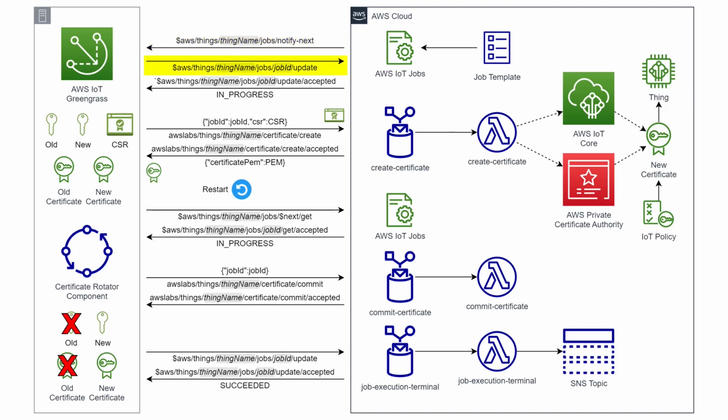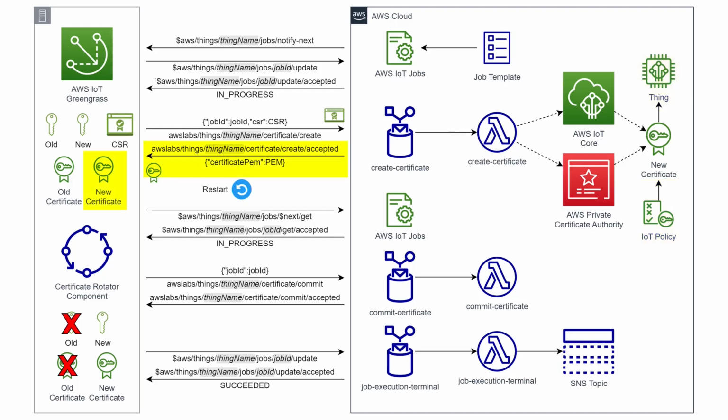The component updates the job execution status to in progress. The cloud then notifies the component that the job execution update is accepted. The Certificate Rotator component generates a new private key and creates a certificate signing request from it. The component sends the CSR to the cloud backend along with the job ID so that strict chain of custody can be maintained. The Create Certificate Lambda validates the creation request and creates the new certificate using either AWS IoT or AWS Private CA. It attaches IoT policies to the new certificate and attaches the new certificate to the thing.